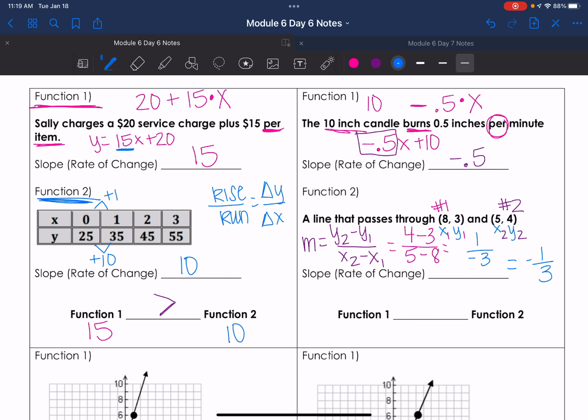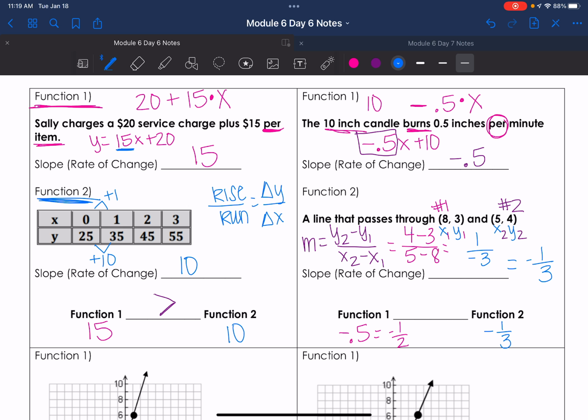So now this is where it gets a little bit trickier. So I've got my first function, which is negative 0.5, or we could write it as negative 1/2. And then I have my second function, which is negative 1 over 3. Now, normally when you're comparing negative numbers, you want the one closer to 0. But if we're talking about steepness, which one is a greater rate of change, the negative doesn't matter. We're still going to go with the number that is the steepest, that is the greater one.